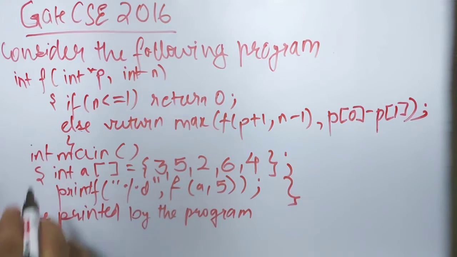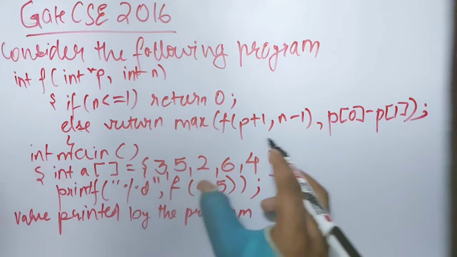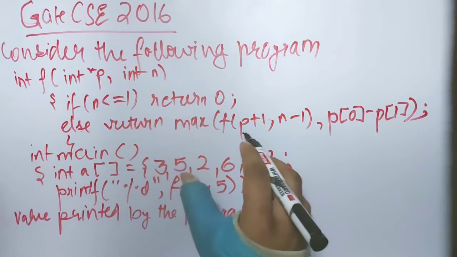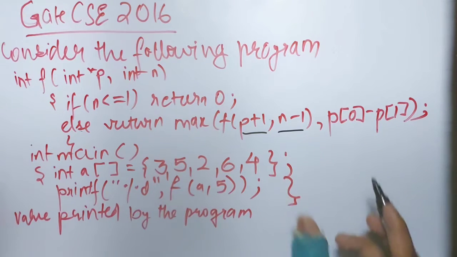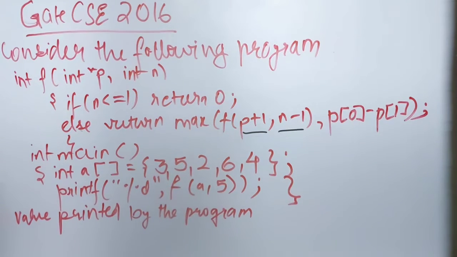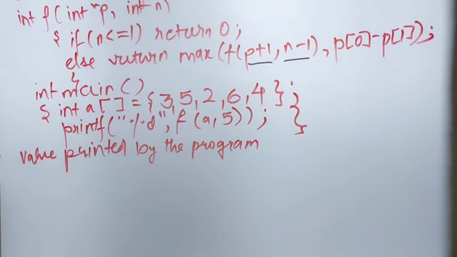First, there is a function f which takes a pointer and an integer, and if n is less than or equal to 1 then it returns 0, else it returns max of f of p plus 1 comma n minus 1, which means it is pointing to the next address and here we are decrementing n, and p of 0 minus p of 1, which means the difference of the first two elements of the array. So now comes our main function.